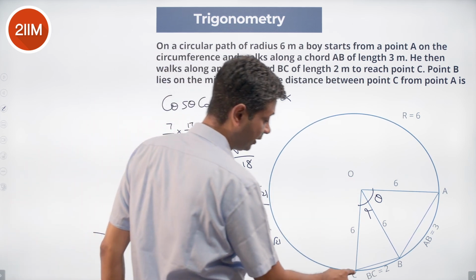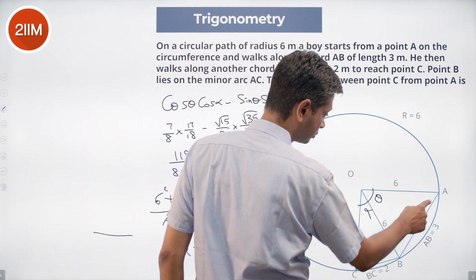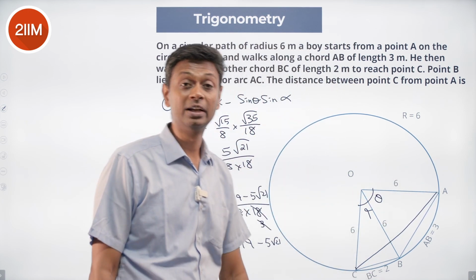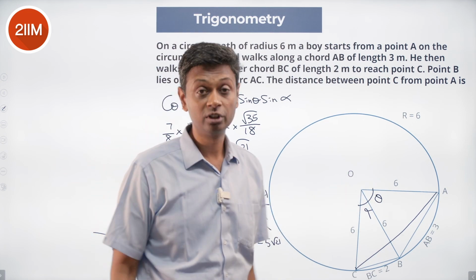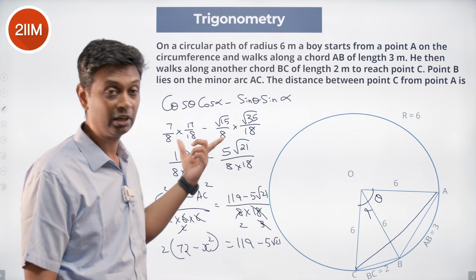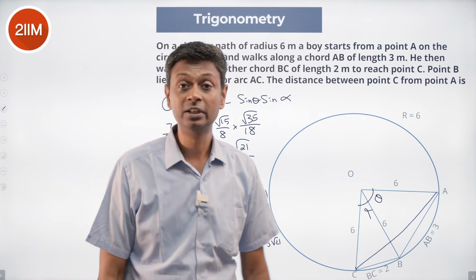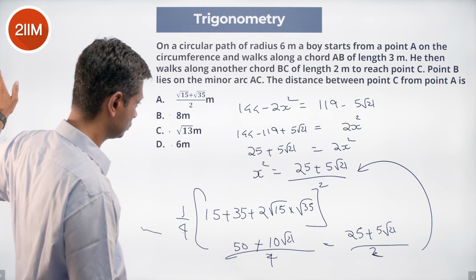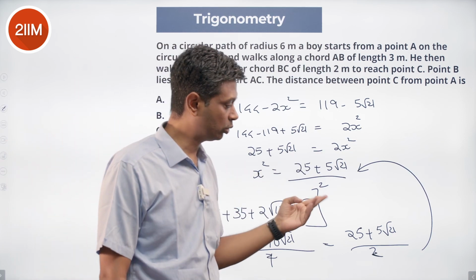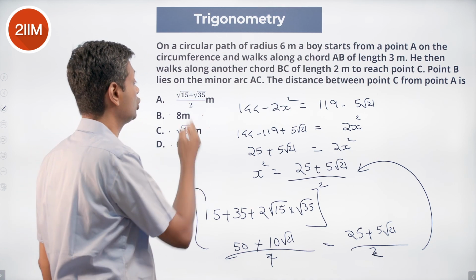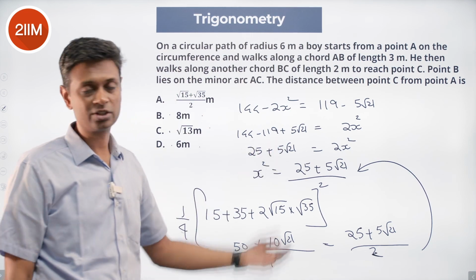Now we introduce AC and then say 6 square plus 6 square minus AC square divided by 2 into 6 into 6 is cos of theta plus alpha. We know cos of theta plus alpha is this number. Equate it and then find AC square. It turns out that AC square is a mess. AC square is some 25 plus 5 root 21 by 2. Therefore, we know the answer is not any of these 3. It should be this. If we square this and check, it turns out fine.